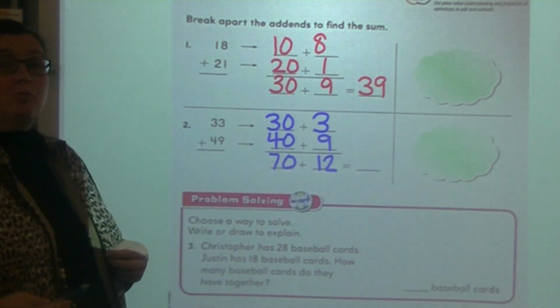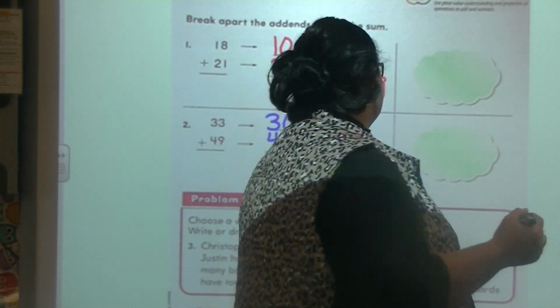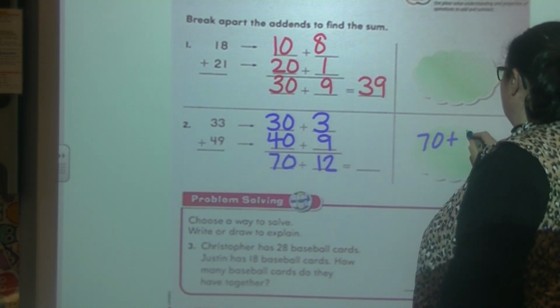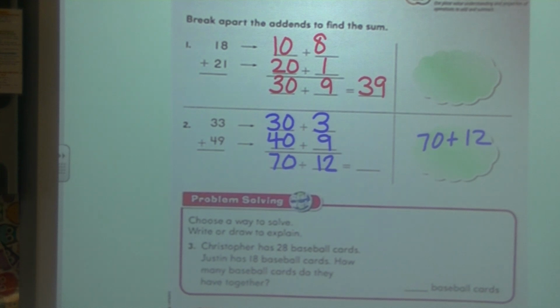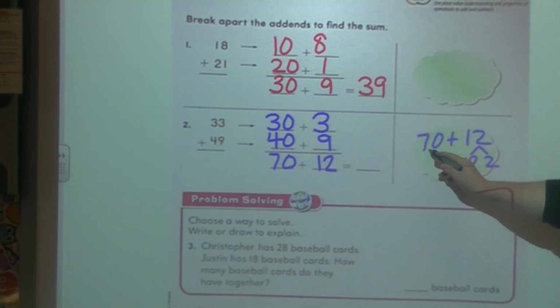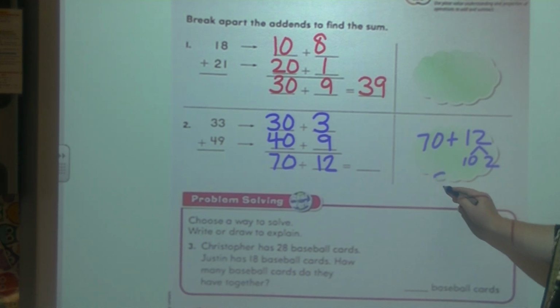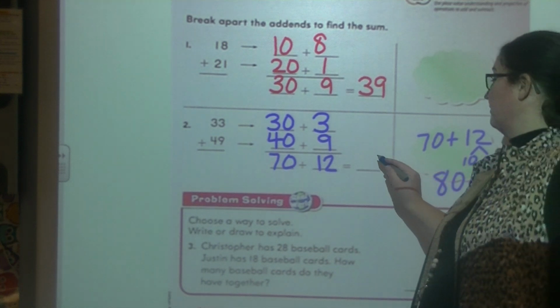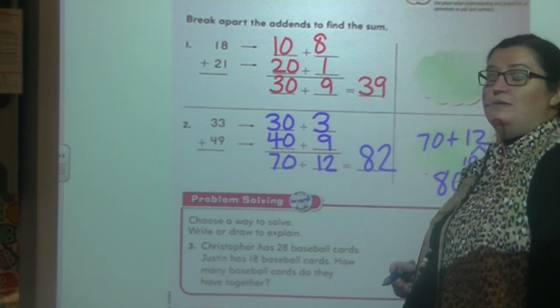Now you see this number is greater than 10, so I have to bring it over here and break this down again. So right now I have 70 plus 12. I can break that 12 down into another expanded form. 12 is 10 plus 2. So now 70 plus 10 is 80. 80 plus 2. What is 80 plus 2? 82. 82 is the answer.